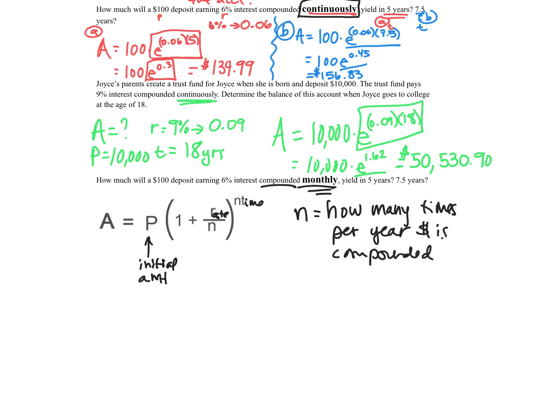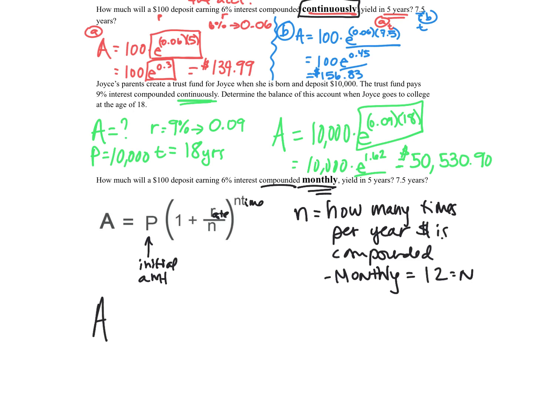Okay, so in this case, monthly is 12. That's our n. Okay, so monthly is going to be 12 in this case, because again, if it said daily, it'd be 365. If it was weekly, it would be 52, and so on and so forth. But monthly, it's going to be how many times per year, which is 12.